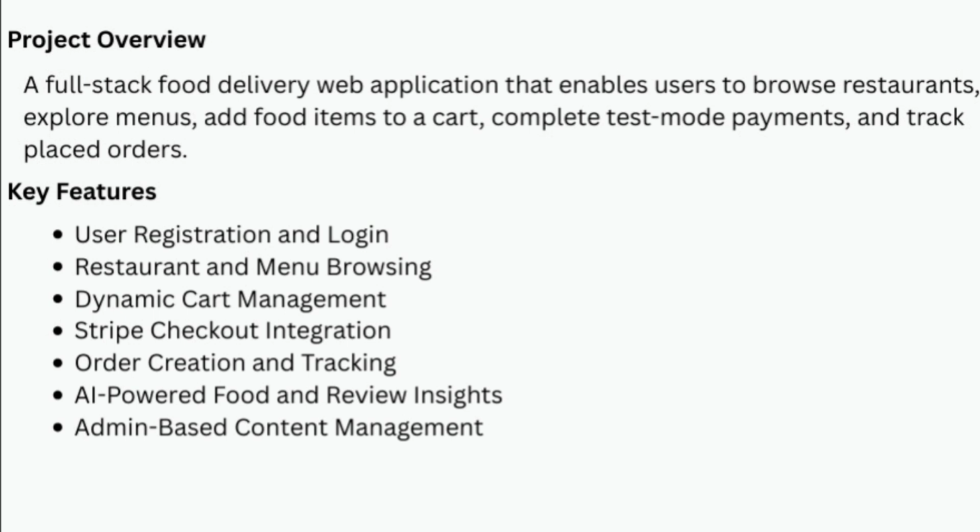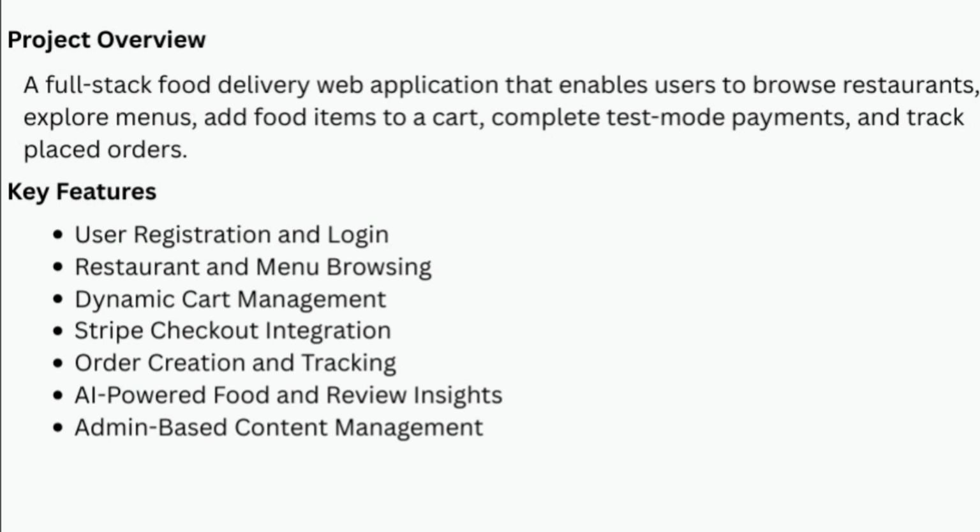A user can create an account, securely log in, browse available restaurants, open menus, add food items to a shopping cart, proceed to checkout, complete a secure payment using Stripe test mode, and finally view the order in the My Orders section. From the development perspective, this project helped me understand how different modules interact with each other.